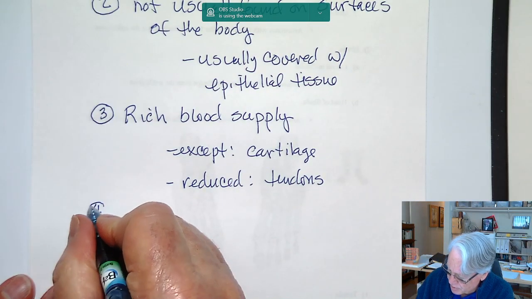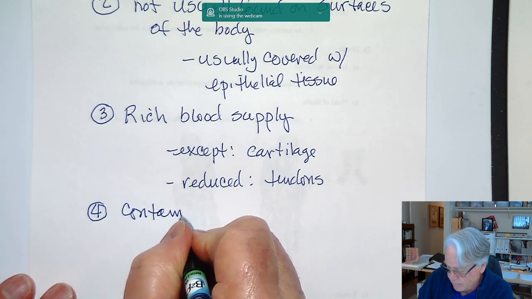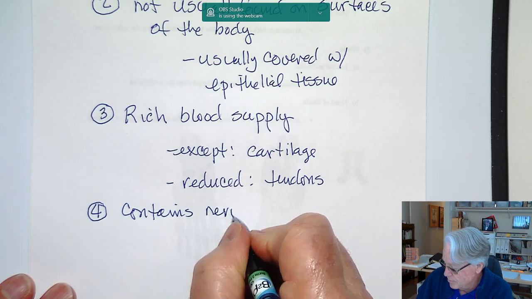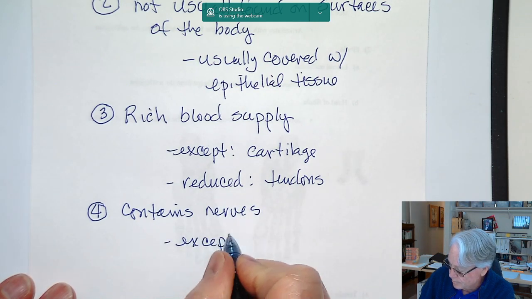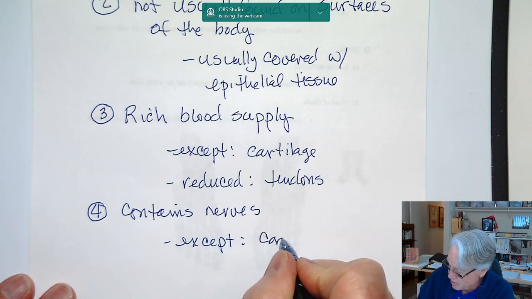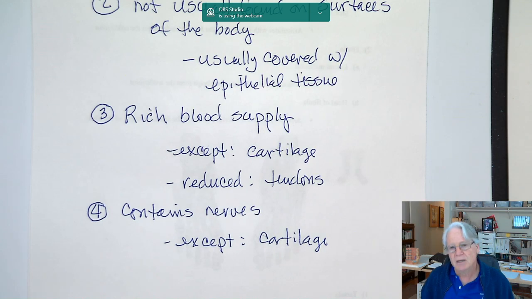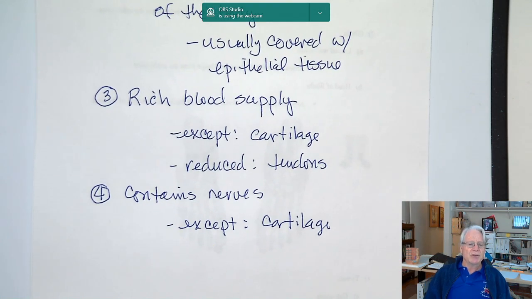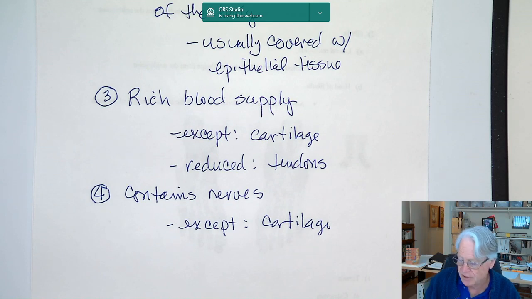The 4th characteristic is that it contains nerves. Okay. And again, we have an exception, and that is going to be cartilage once again. So nerves are found within this tissue. All right. So those are the basic characteristics that identify connective tissue.